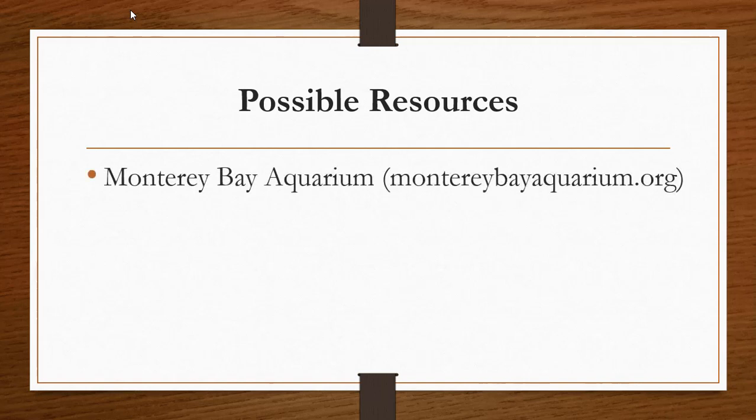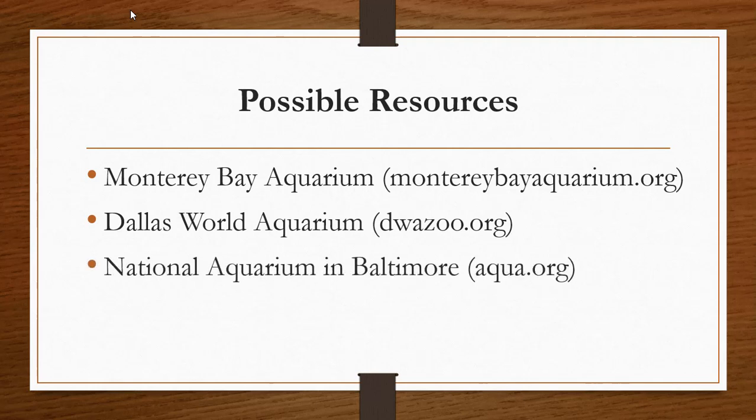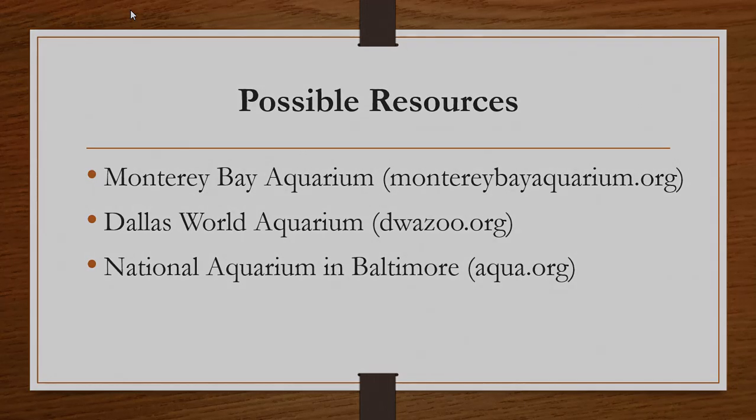So there are some possible resources that I checked out that you can use to help you out with this assignment. You can go to the Monterey Bay Aquarium, which is at montereybayaquarium.org. You can go to the Dallas World Aquarium, which is at dwazoo.org. Or you can go to the National Aquarium in Baltimore, which is at aqua.org.